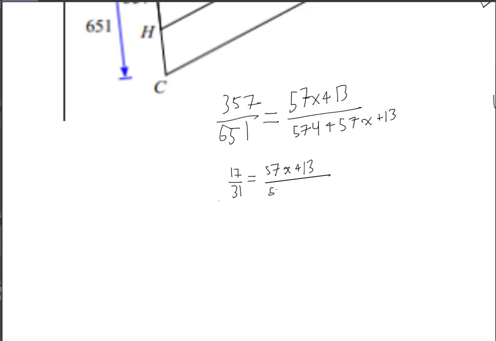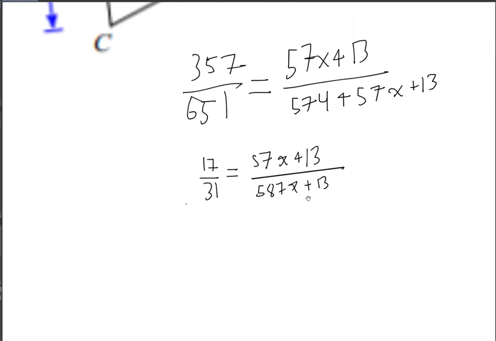So it ends up being 587. I'm sorry, I don't know why it keeps connecting my numbers together. I just messed that up. The 57x stays the same, 57x plus, and this 574 plus 13 becomes 587.